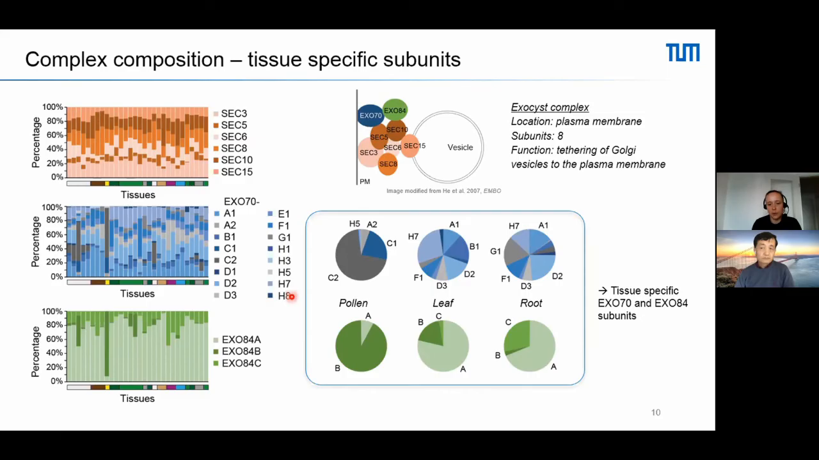However, again, for the pollen, we have a very different picture. Here the subunits C2 and C1 are the dominant forms. This might be related to the fact that in pollen, you have a very active physical transport system going. And it has actually been reported already that the C2 and C1 EXO70 are required for pollen tip growth.